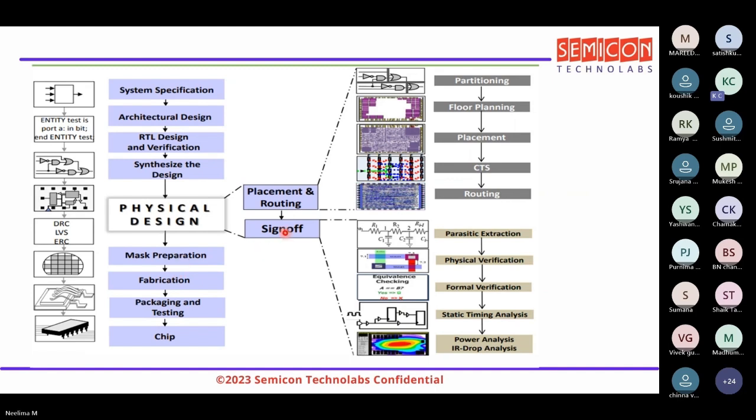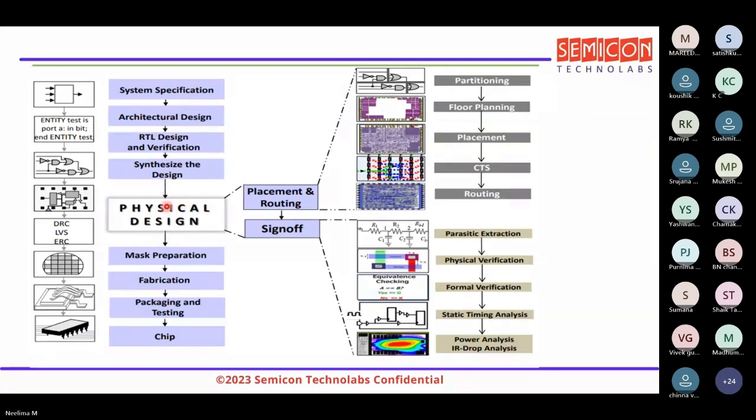Now, what are the sign offs? Parasitic extraction, physical verification, formal verification, STA, static timing analysis, power analysis, and IR drop analysis. Only if these are passing can we take our routed database to the next step, that is mask preparation, followed by fabrication, packaging, and testing, and finally the finished chip to send to market. So this is where we are in the entire cycle, in the physical design course.